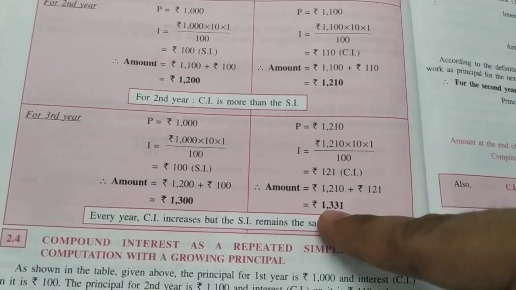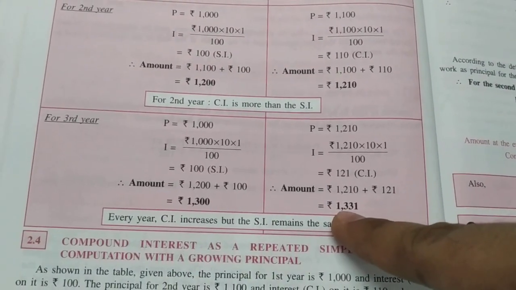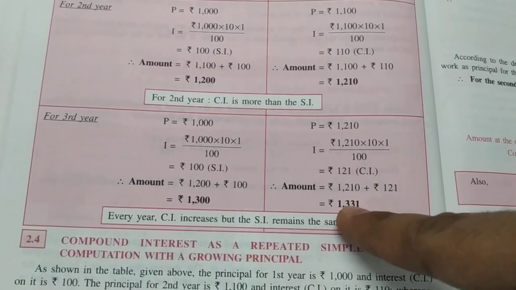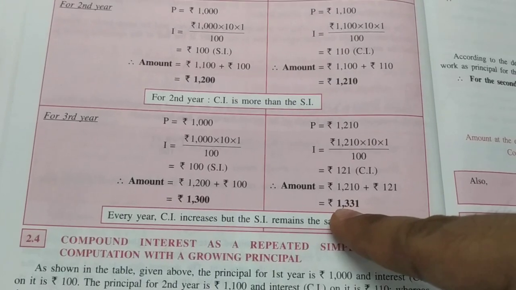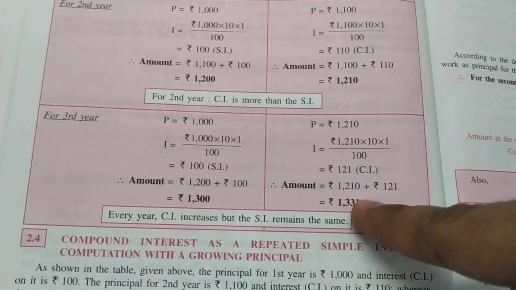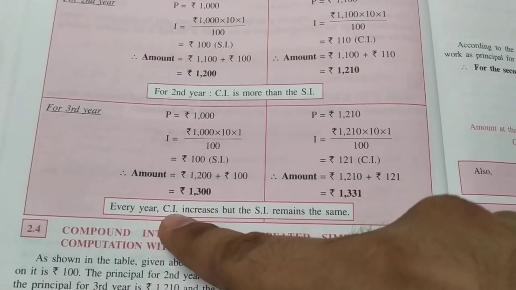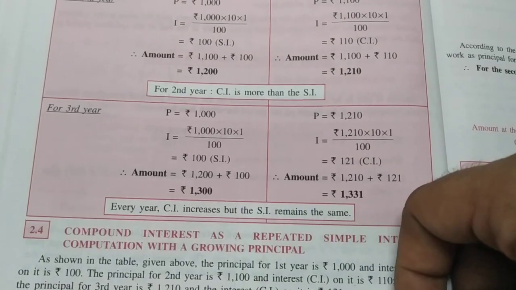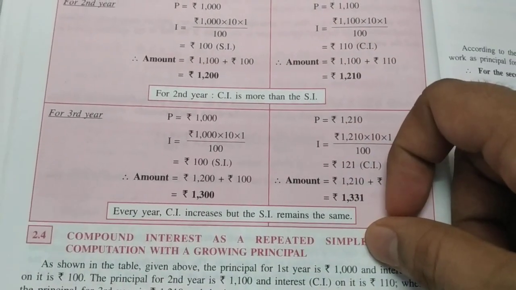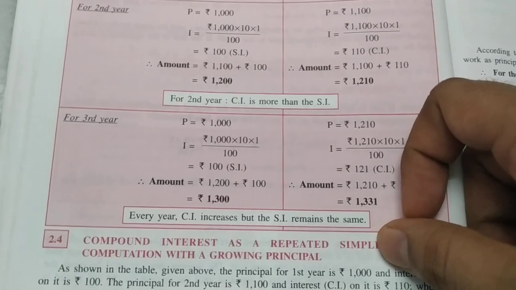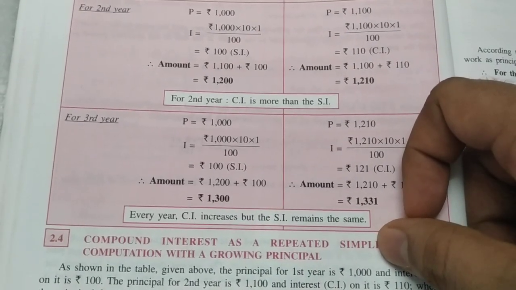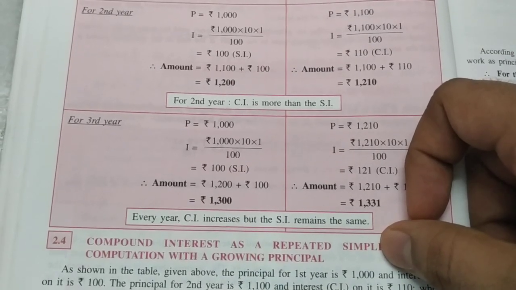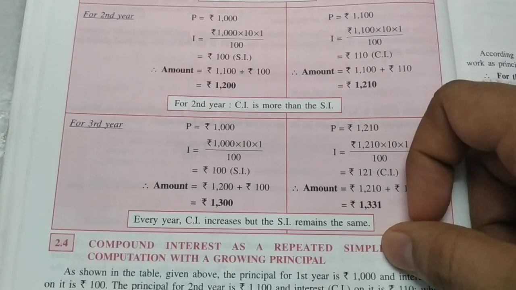So the final amount he will be able to withdraw after 3 years, when compounded annually, the interest is totally 331 rupees. And the amount is 1331. So every year compound interest value increases, but the simple interest remains the same. That is the logic behind compound interest, and all banks provide interest on the basis of compounding, and that too quarterly, which is even more profitable if there was no inflation.